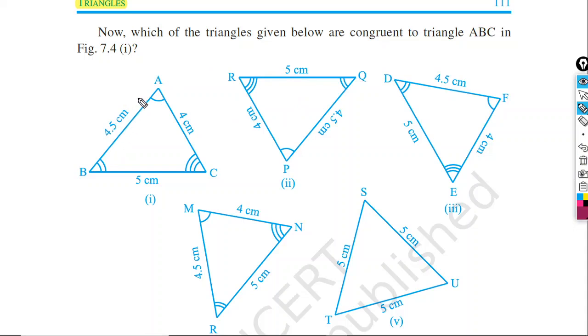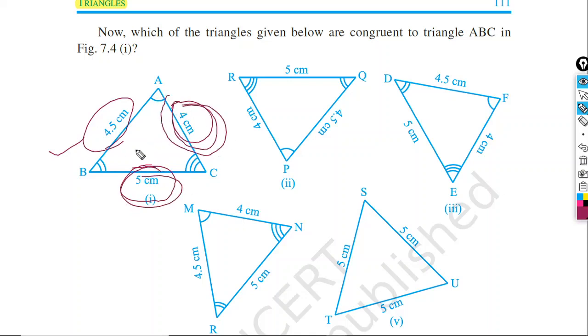Now you see, we'll discuss one triangle, this triangle ABC. Here you look at this figure. Here AB side is 4.5 cm, BC is 5 cm, and AC is 4 cm. Now, is there any triangle here in this figure that will be the same as this triangle ABC? Look into all the triangles.